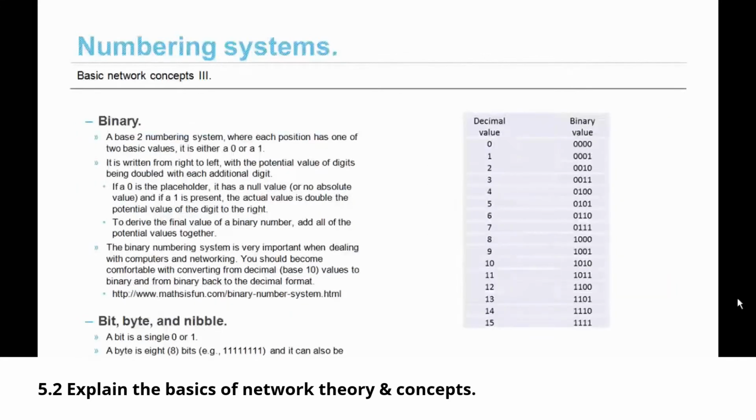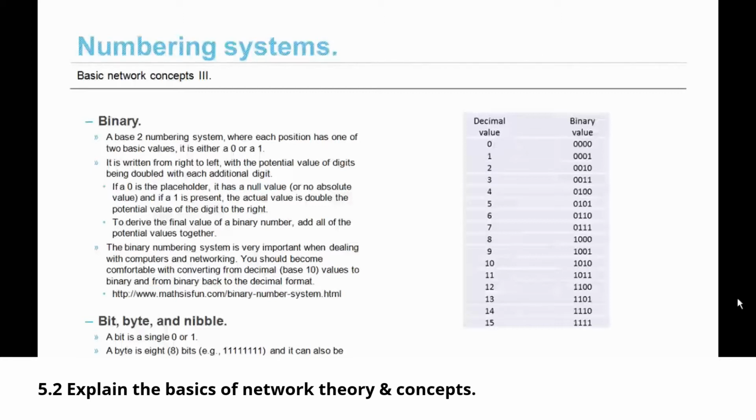Binary is a base 2 numbering system where each position has one of two basic values. It is either a 0 or a 1. It is written from right to left with the potential value of digits being doubled with each additional digit that's added. If a 0 is the placeholder, it has a null value or no absolute value. And if a 1 is present, the actual value is double the potential value of the digit to the right. To derive the final value of a binary number, add all of the potential values together, and that will give you the decimal value of the binary number.